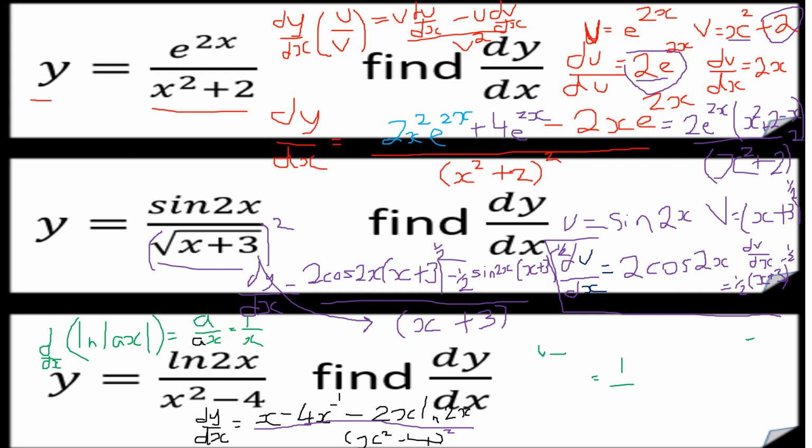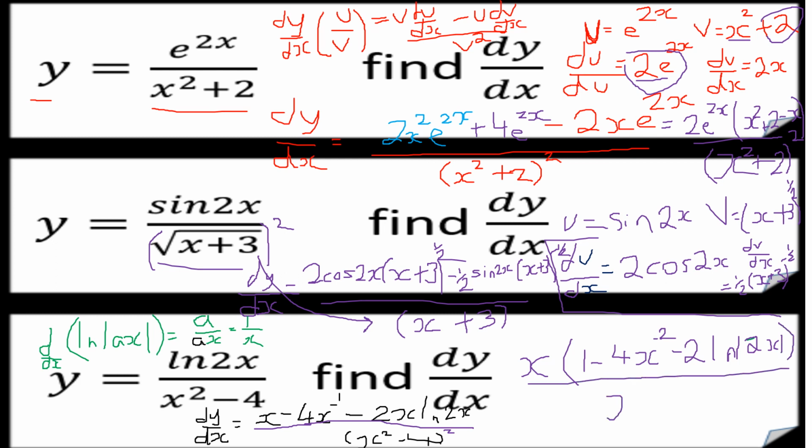For this one, if you factorize the numerator, you get x, brackets, 1 minus 4x to the minus 2, and then minus 2 natural log of 2x, and then close your brackets, all over x squared minus 4 all squared.